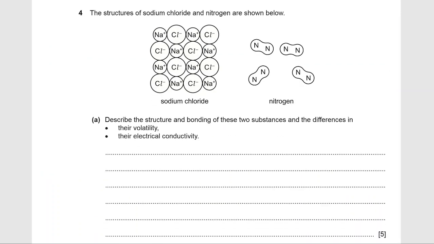Next question. The structure of sodium chloride and nitrogen are shown below. This is sodium chloride and this is nitrogen. Describe. Look at here, please. You need to be very careful with the request of the question. So here you have to talk about structure and the bonding. Then volatility and electrical conductivity.